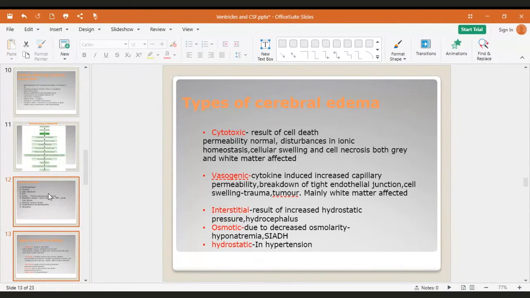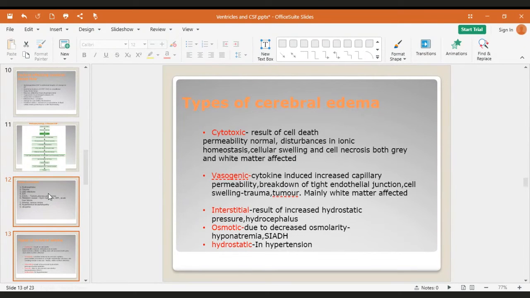There are 5 types of cerebral edema. Cytotoxic cerebral edema results from cell death. The permeability of the cell is normal. There are disturbances in ionic homeostasis that lead to cellular swelling and cell necrosis. Both gray matter and white matter are affected in cytotoxic cerebral edema.